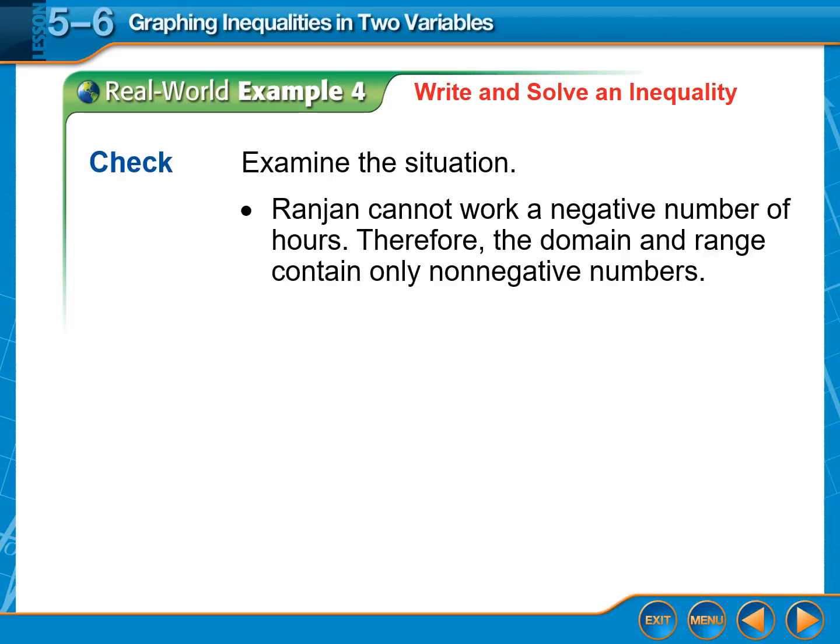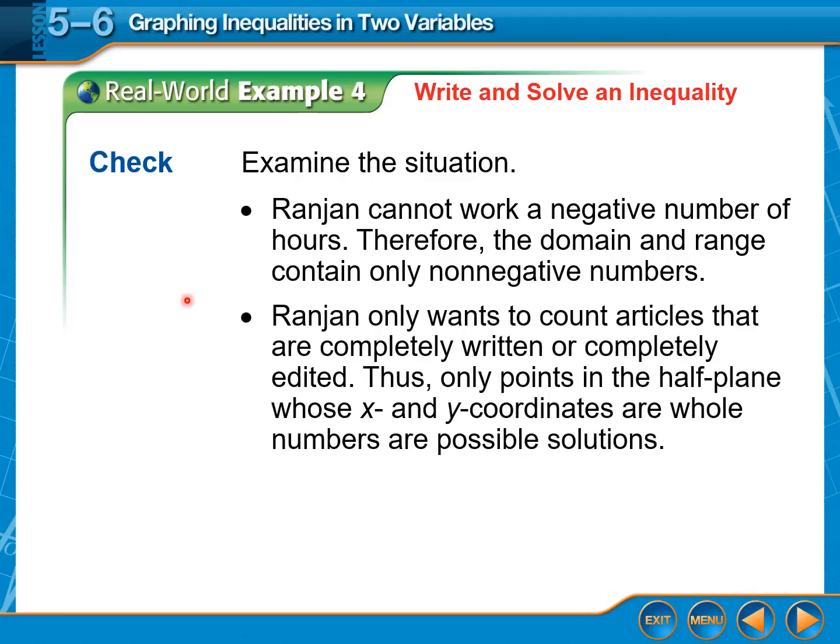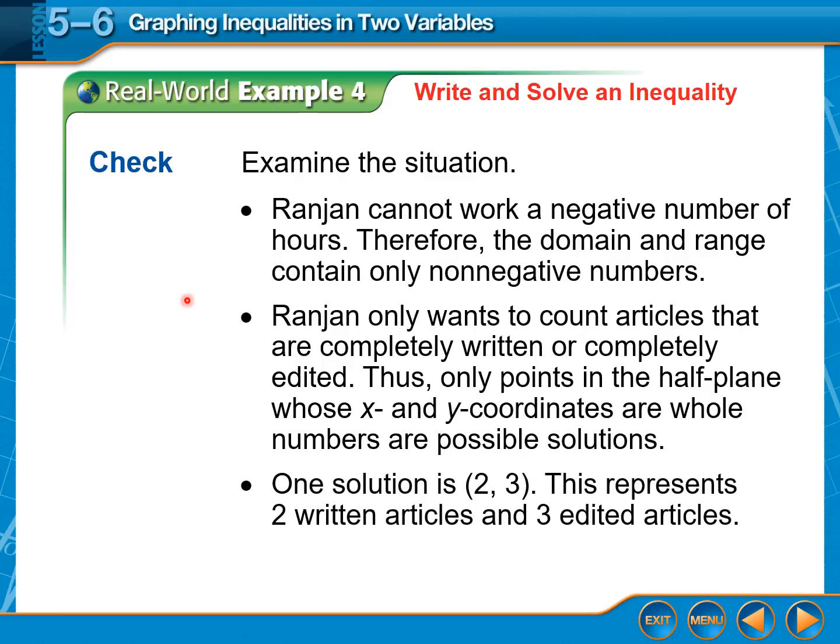Right. So again, this kind of summarizes what we just talked about. He can't work a negative number of hours, so the domain and range contain only non-negative numbers. He can't write or edit a negative number of articles. Ranjan's only going to count whole numbers, right? He's not going to count part of articles that he writes or edits, so we're only going to use whole numbers as our solution. One possible solution is (2, 3), which means that he could write 2 articles and edit 3.